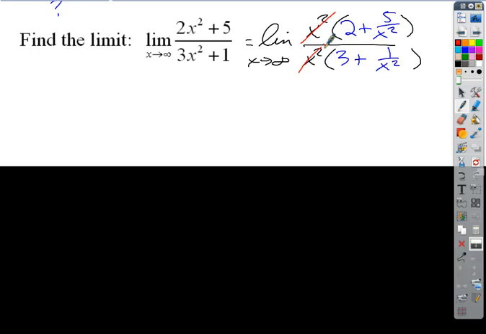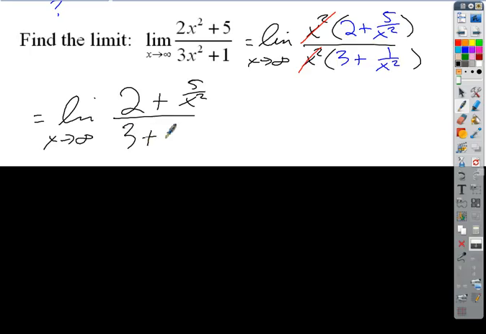Okay, now if we take our limit, let's go ahead, I'm going to rewrite this. We can see this a little better. So we've got the limit as x approaches infinity of 2 plus 5 over x squared divided by 3 plus 1 over x squared. In the limit that x approaches infinity, you've already told me something important. What happens to those terms? The 5 over x squared and the 1 over x squared as x approaches infinity. They go to 0. Yeah, they get extinguished, right? They're going to shrink to 0.